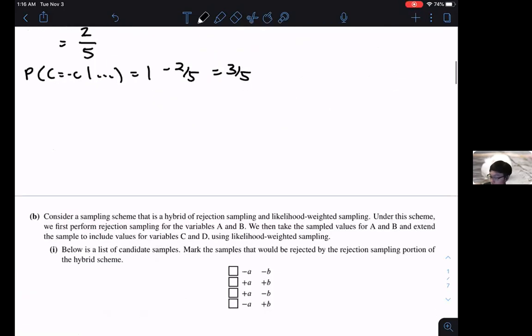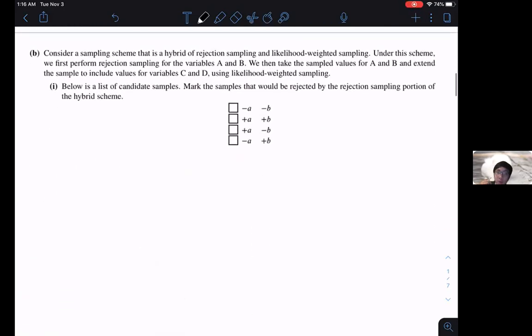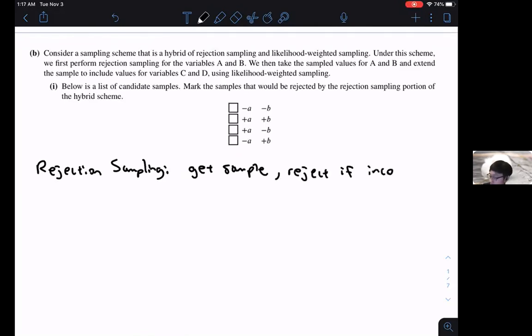Okay, so let's move on to part B. In part B, consider the following sampling scheme where we basically do rejection sampling on variables A and B, and then we take the sampled values for A and B and perform likelihood weighting. Recall what we do with rejection sampling first. For rejection sampling, we get a sample and then reject it if it's inconsistent with our evidence.